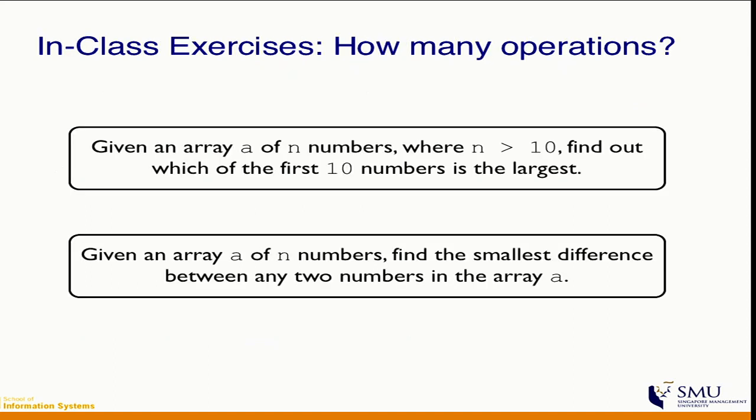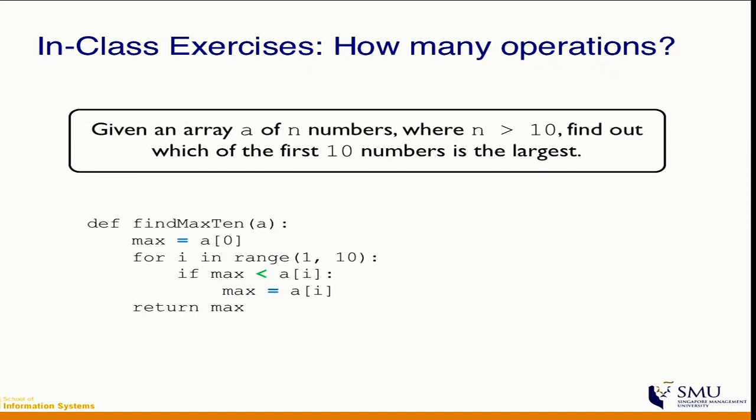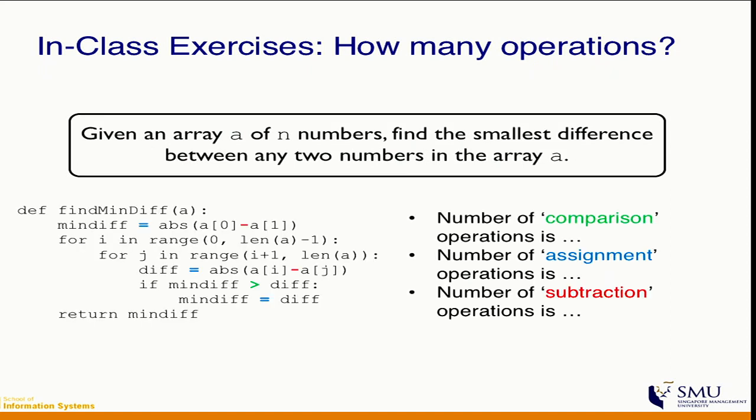Now, before we actually talk about how to do the complexity of a particular algorithm, we're going to spend a bit of time on this counting problem. Here you're given two problems, but to make it simpler, we're going to give you the algorithm. So there is one algorithm on the left, which is to find the largest number in the first 10. And there's another algorithm on the right, which is to find the smallest difference between any two numbers. So try to figure out how many operations you're going to need to solve each of these problems. Then in about 10 minutes, we're going to come together and discuss these things.